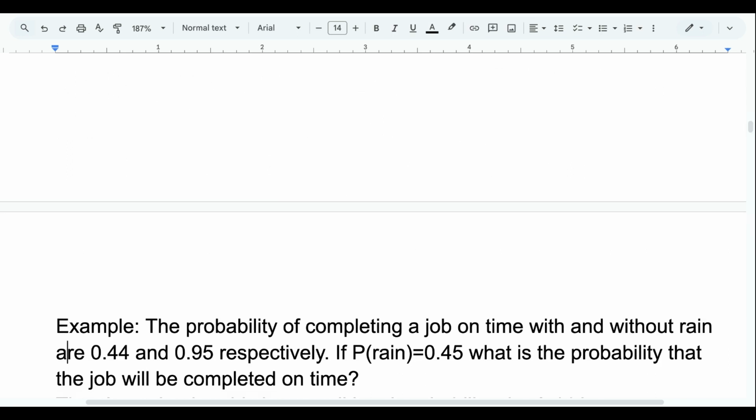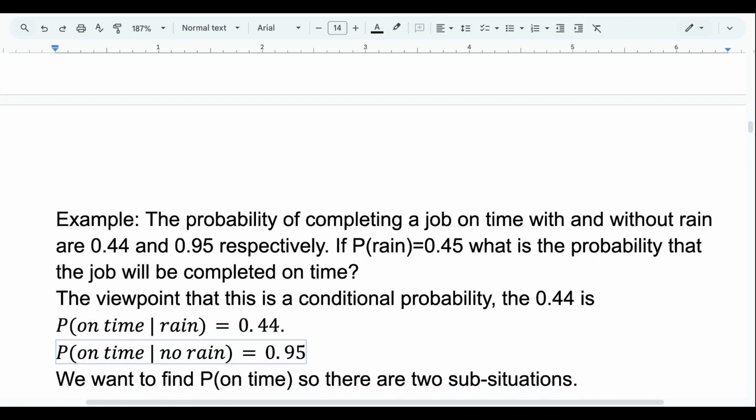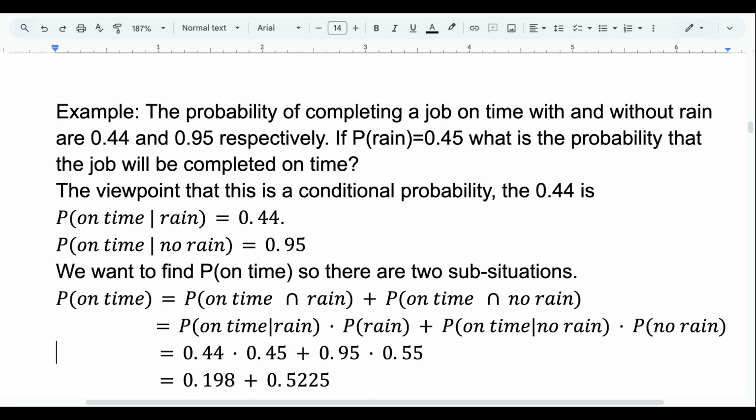All right, let's take a look at an example. The probability of completing a job on time with and without rain is 0.44 and 0.95 respectively. If the probability of rain is 0.45, what's the probability that the job will be completed on time? Excuse me, my mistake. The question is asking just for the probability that the job will be completed on time.